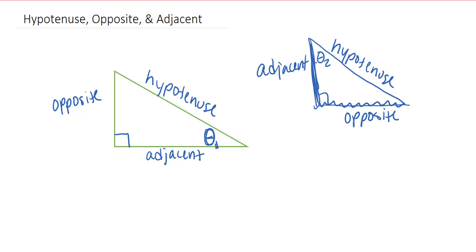So we've seen two different angles in this triangle and how those sides are relative. It's not that they change, but when we're talking about a certain angle in terms of its sides, it's very important to understand what side we're talking about. So let's look at some examples.